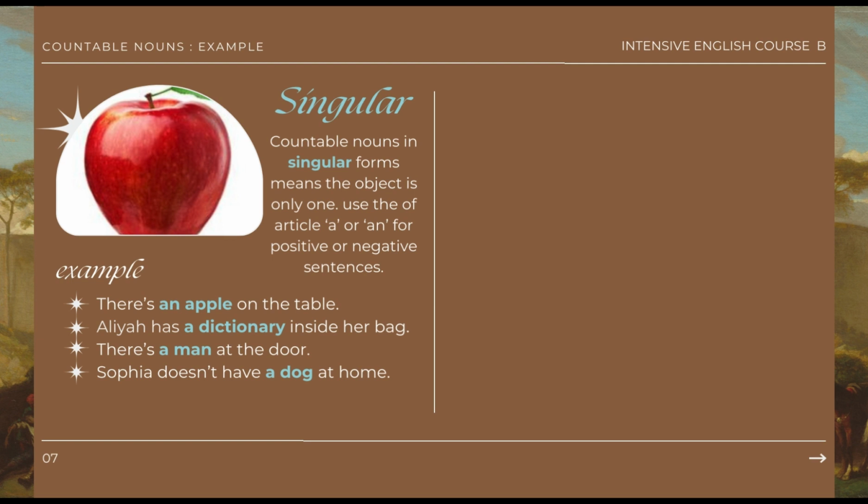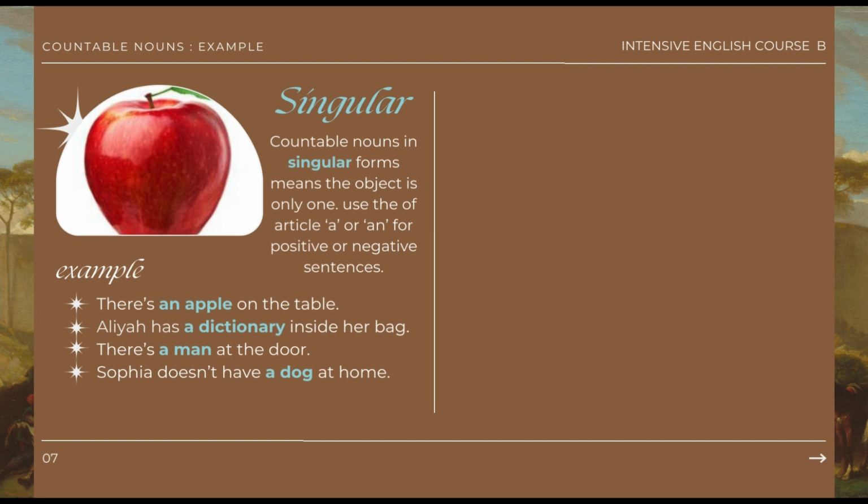Moving on to the third example, there's a man at the door. The object in this sentence is the man. Can we count the object? Yes. Remember, countable nouns is used for objects, and it can be things, humans, animals, or anything that has a physical form and can be counted using numbers like 1, 2, 3, and so on. And because we can count the object in the third example, it is also included in the singular forms of the countable nouns.